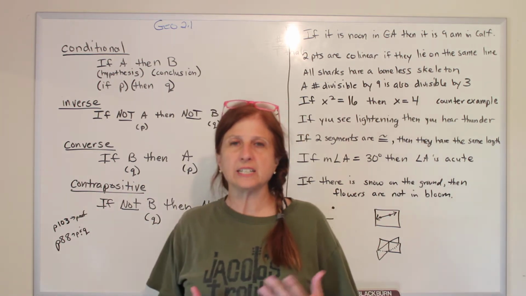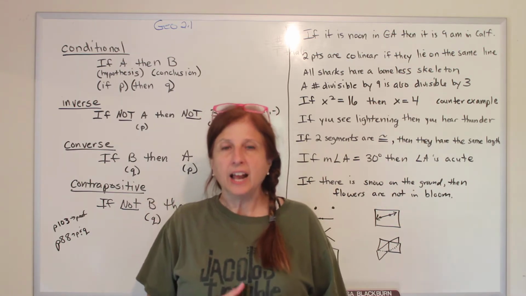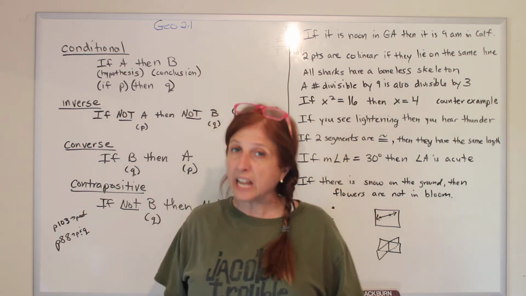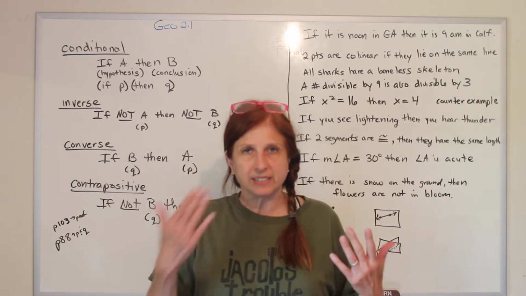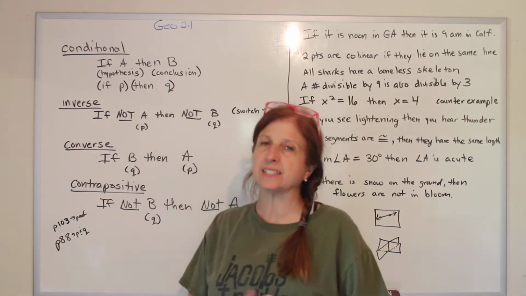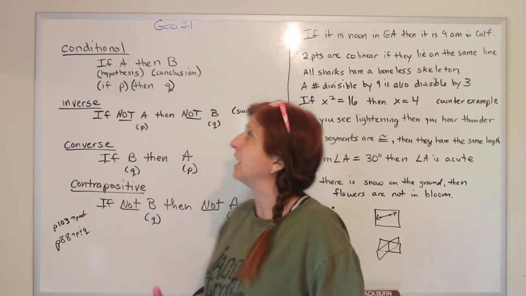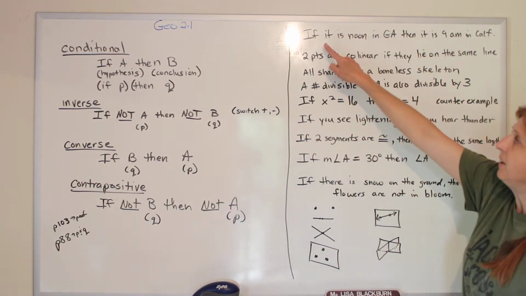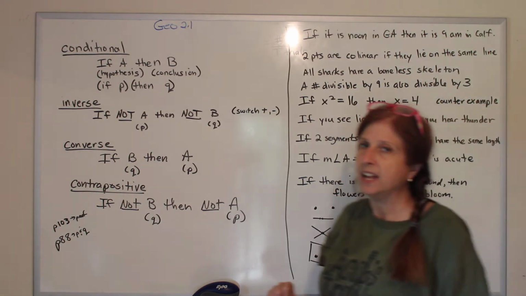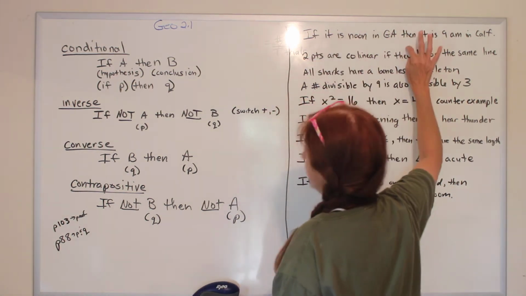So what we're going to learn is certain ways to state things that are called conditional statements. And you're going to find that it doesn't really necessarily make true statements, but it is a certain way you have to say it. So we're going to learn these 4 ways to say something called if-then statements. So our first example of an if-then statement is this. If it is noon in Georgia, then it is 9 a.m. in California. That's a true statement, and it has an if and a then to it.